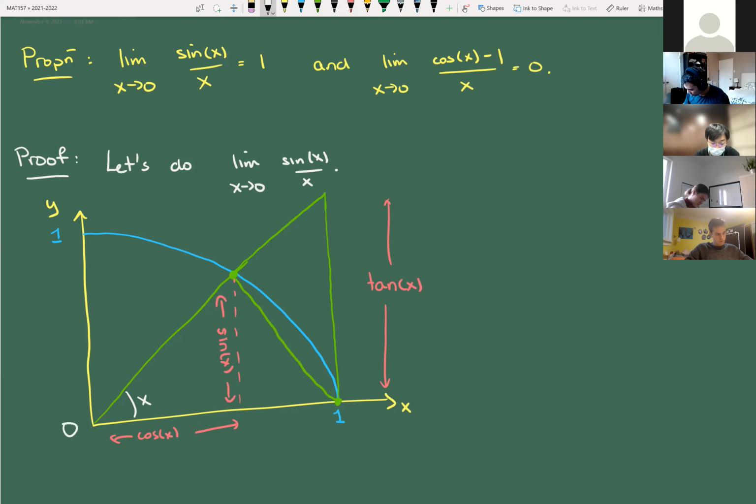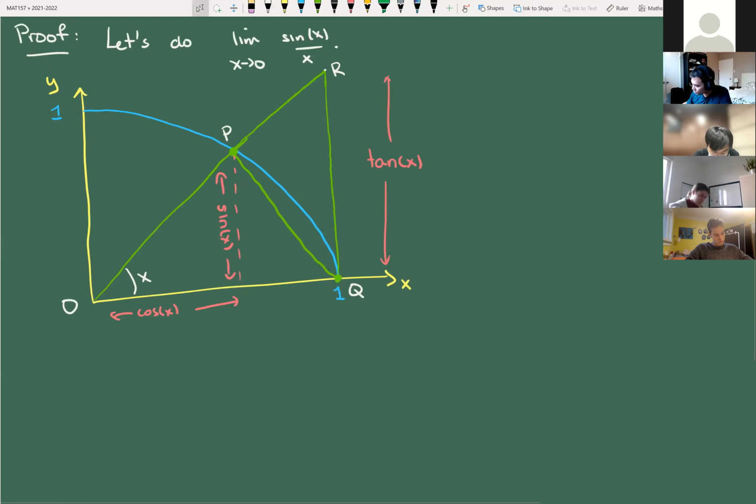I'm going to call the origin O. That's a good point. O, P. Let's maybe call this Q, and let's call this R. Something like this. Okay, so this is already, you're just like, oh man, there's so much going on here. So just by inspection, note that we're going to have triangle OPQ is going to live inside of the sector.